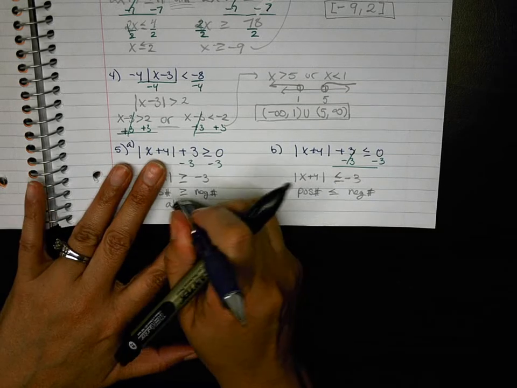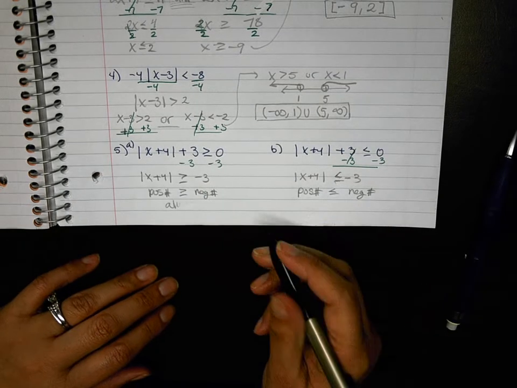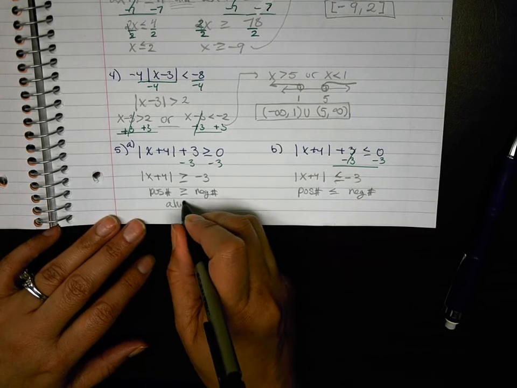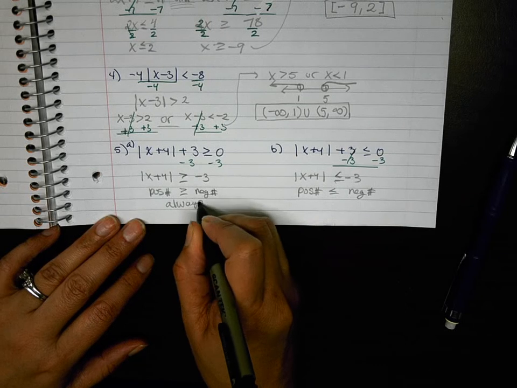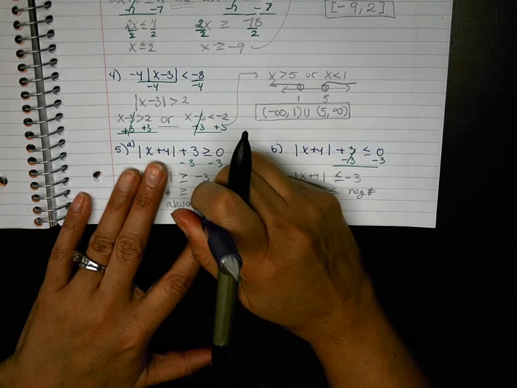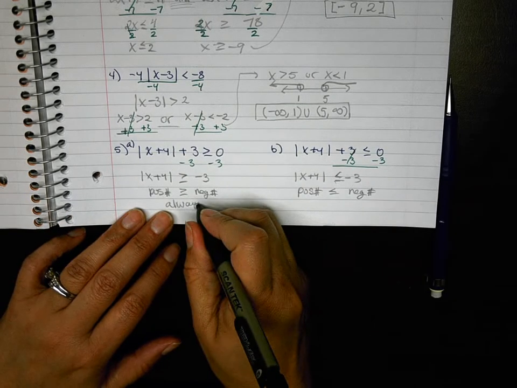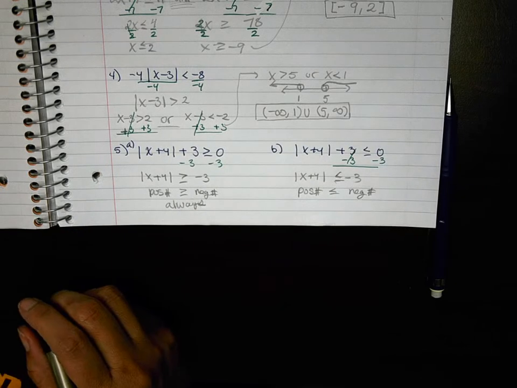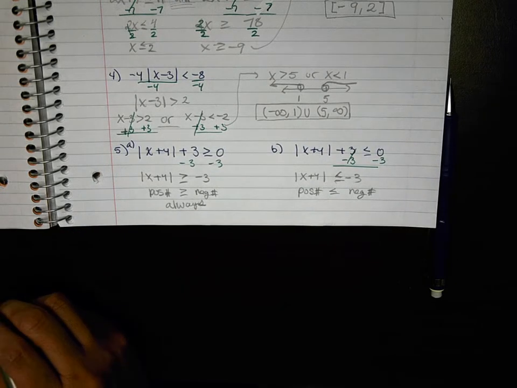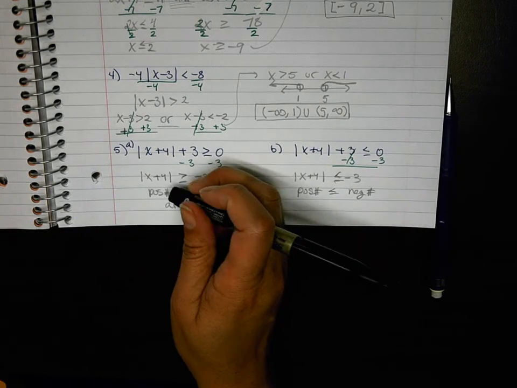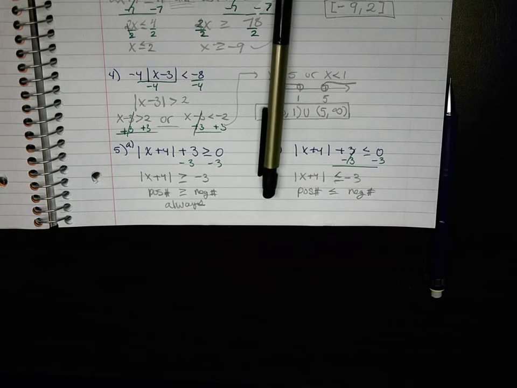Do you guys agree? Yes or no? I agree, but I'm just confused because how can a positive ever be equal to a negative? Because it says greater than or equal to. How can it ever be equal to? It doesn't matter that the equal bar is there. The equal bar doesn't have to be there. Is it always going to be at least greater than?